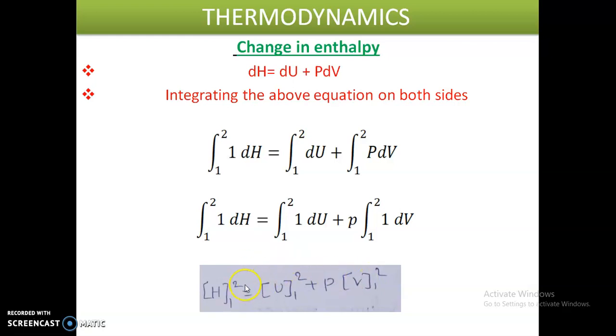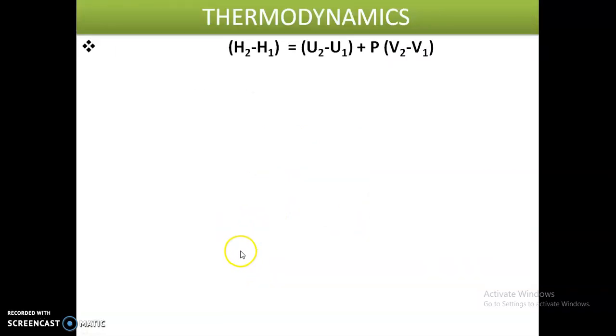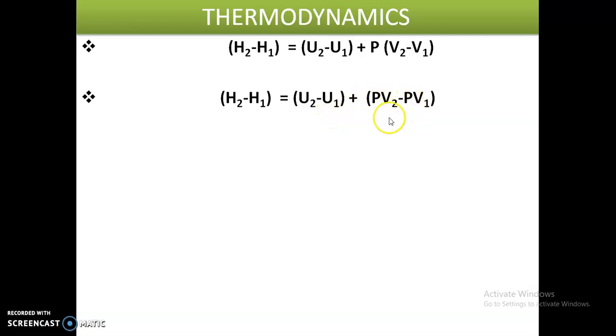If you apply the limits to this equation, upper limit minus lower limit, we can write H2 minus H1 is equal to U2 minus U1 plus P into V2 minus V1. If we multiply this P value with V2 and V1, we get H2 minus H1 is equal to U2 minus U1 plus PV2 minus PV1.